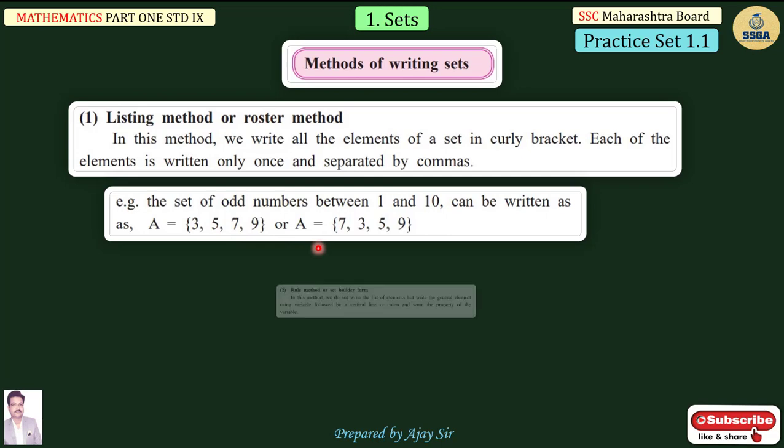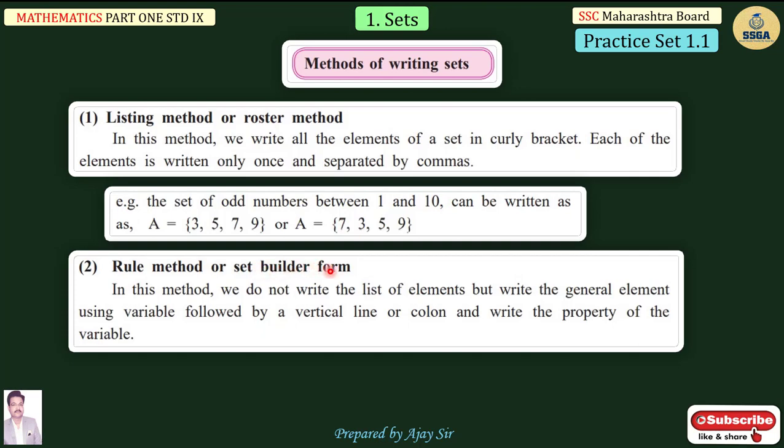Now the second method, that is the rule method or set builder form. In this method we do not write the list of the elements, but write the general element using variables followed by a vertical line or colon, and write the property of the variable. So there is one rule, one formula we are using, and using that formula all elements we can write. We have to convert all the elements into one formula or one rule, and write that rule method.